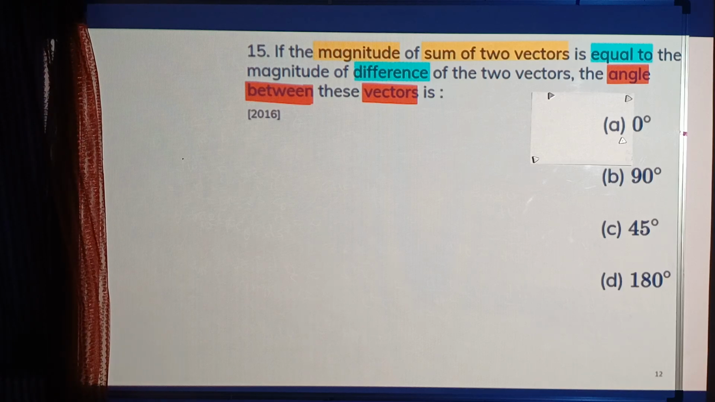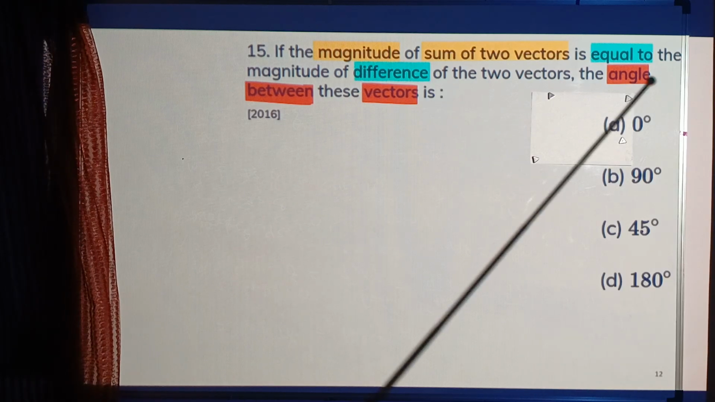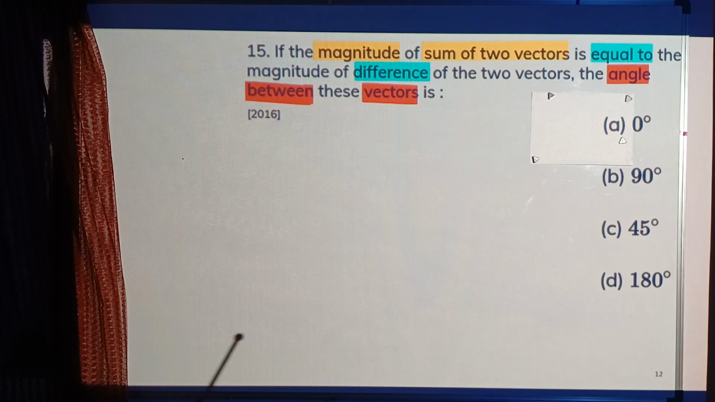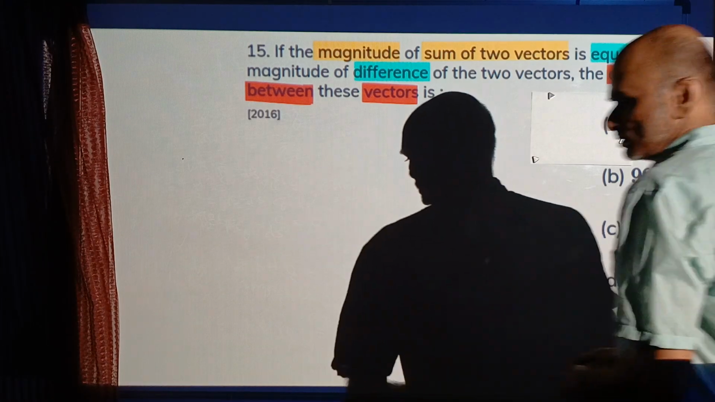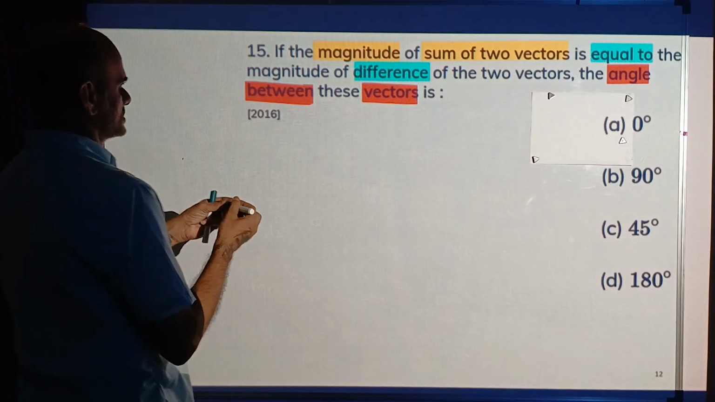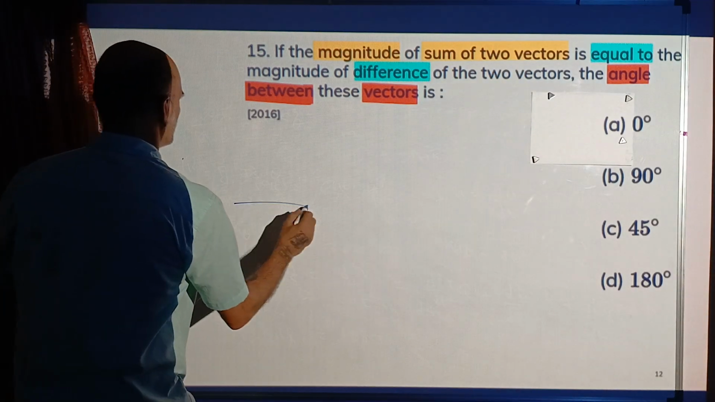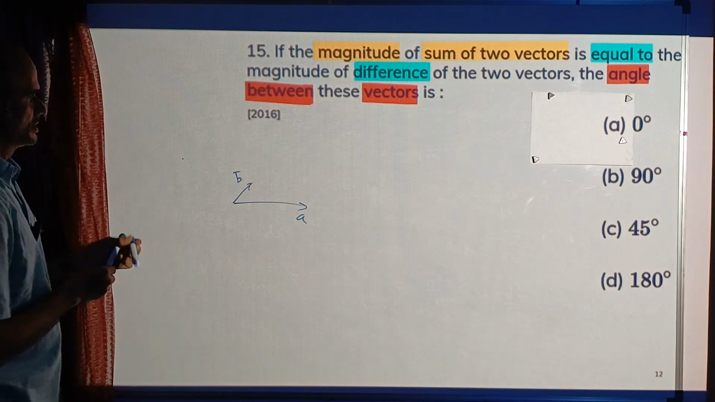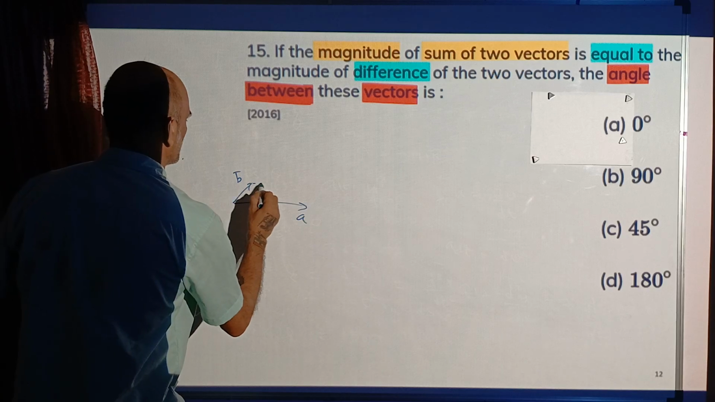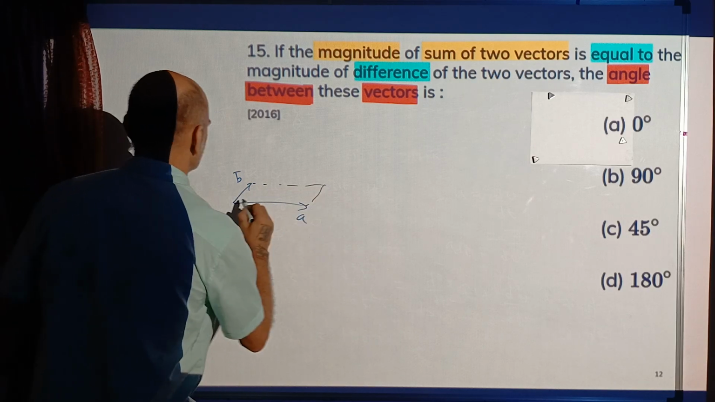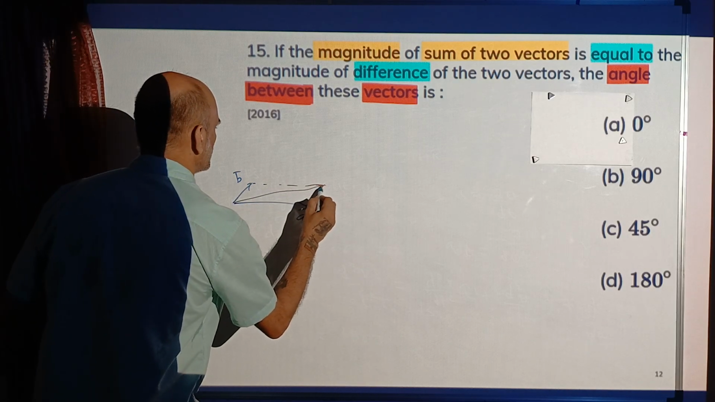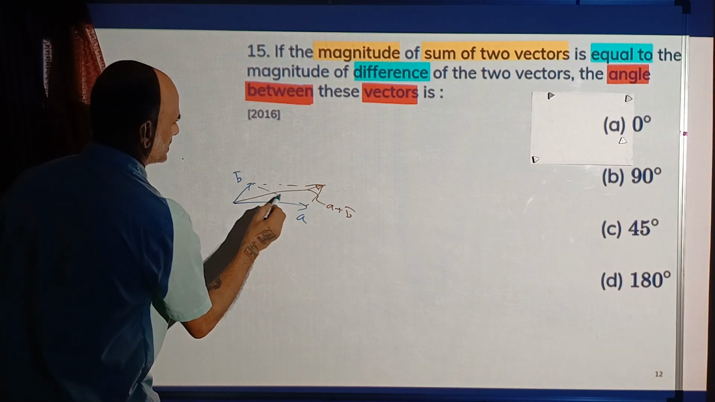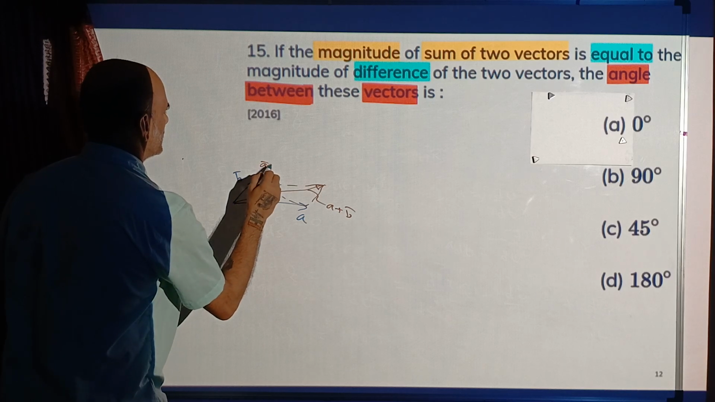This is the next question. If the magnitude of the sum of two vectors is equal to the magnitude of the difference of the two vectors, the angle between the two vectors is? According to the parallelogram law of addition, take two vectors like this, A and B. The sum of the vectors is this diagonal, to complete the parallelogram. So this is the sum of the two vectors, and this one is the difference, the other diagonal, A minus B.